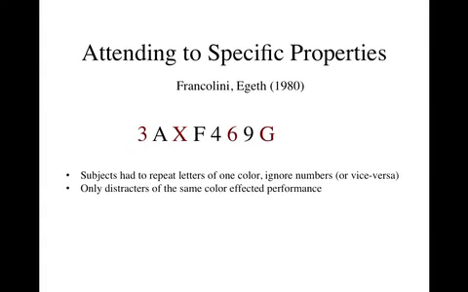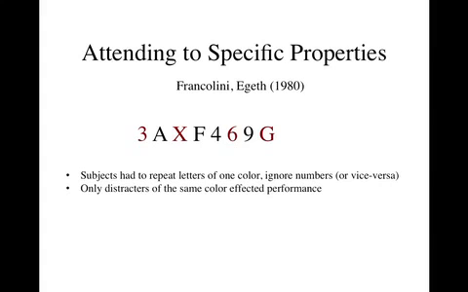Also, some evidence that we can attend to specific properties. So this is a study by Franklin and Eve, where they found that if people had to repeat letters of one color and ignore the numbers, so let's say in this case you had to repeat the red letters X and G, the fact that there are black numbers as well doesn't interfere with that ability, but the red numbers will interfere, and that suggests that people can kind of filter out the black and just process the red.